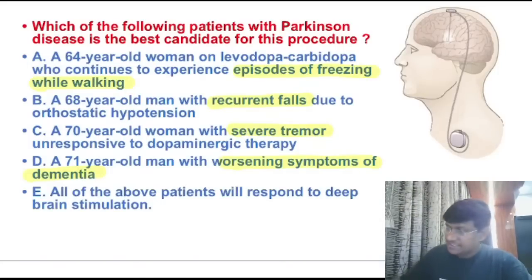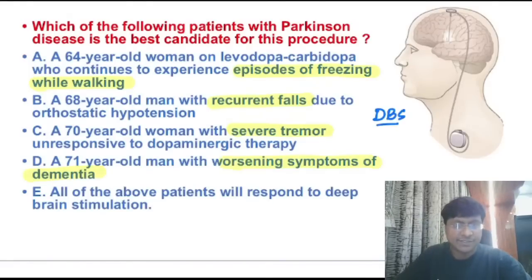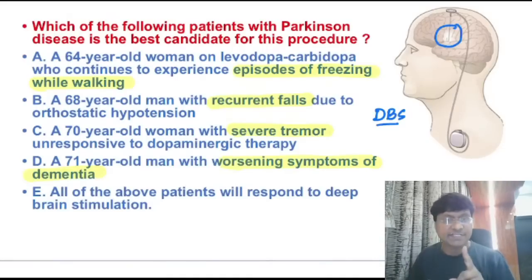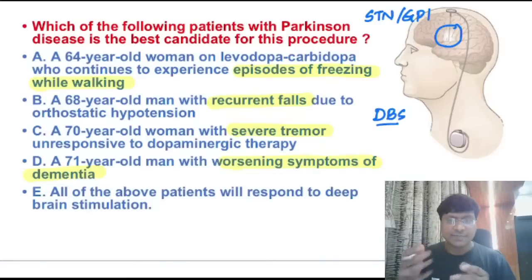Okay, so what is the procedure here? It is your deep brain stimulation, that is your DBS. Deep brain stimulation is the most common surgical therapy which is being performed for Parkinson's disease. In this surgery, the electrode is placed into the target area. So where exactly is this electrode placed? It is placed in the subthalamic nucleus or the globus pallidus interna, because your substantia nigra is degenerated in Parkinsonism. So the target area will be subthalamic nucleus or globus pallidus pars interna, right?